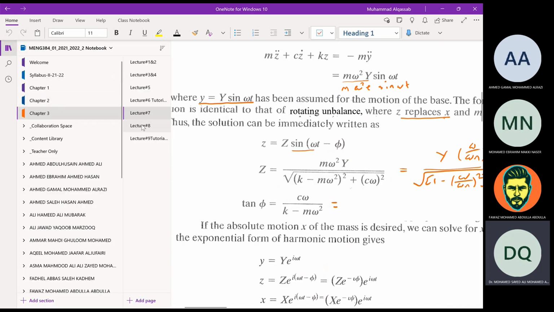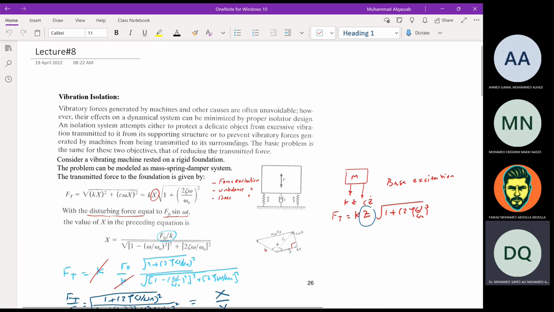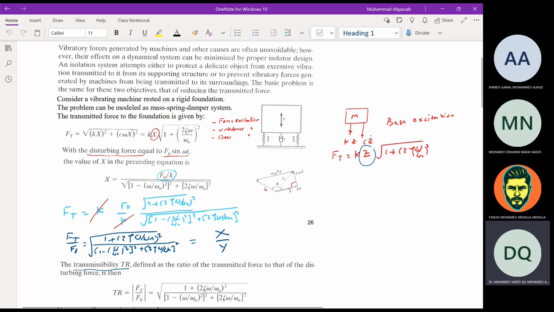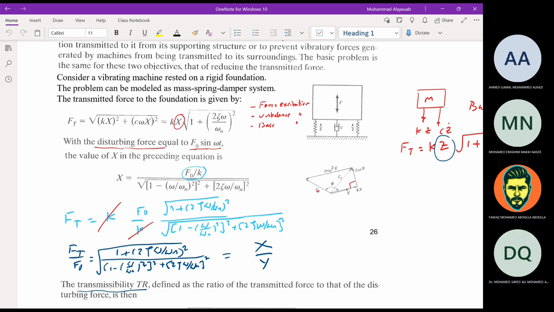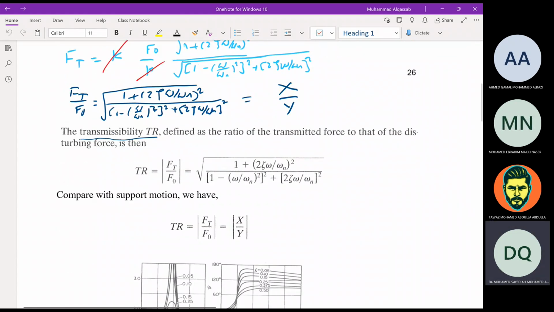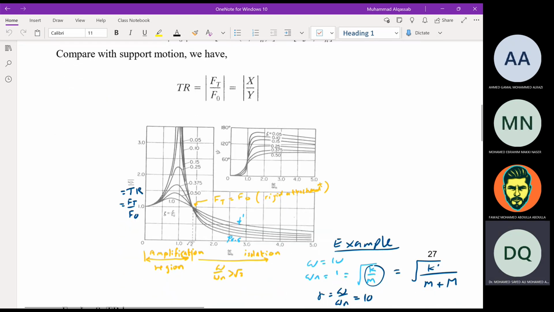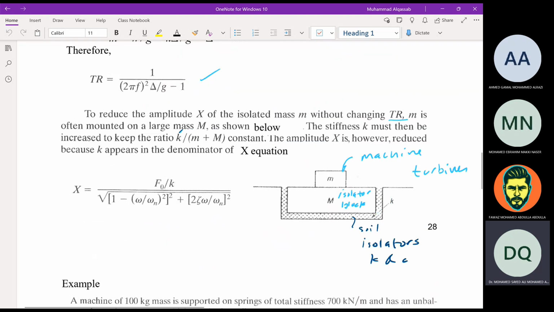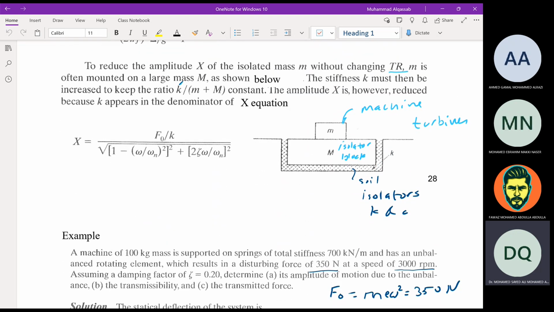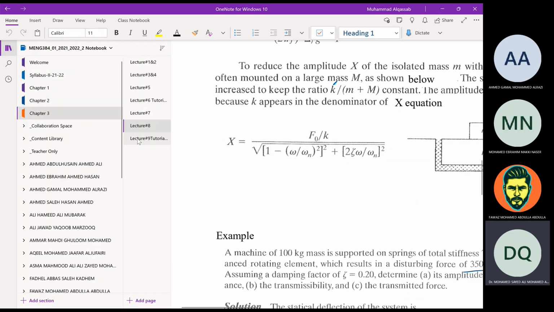And then in lecture 8, it was the vibration isolation. There will be a force transmitted due to the vibration that comes from a machine or from the ground, and the force is calculated as the sum of the spring and the damper force. Then we derived the transmissibility TR equal to Ft over F naught, which is equal to x over y. You can calculate the transmissibility, or you can calculate the transmitted force. So this tutorial is about those two topics.